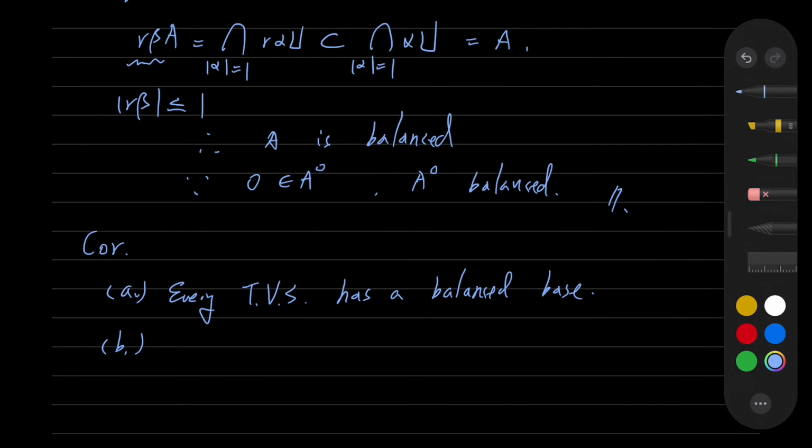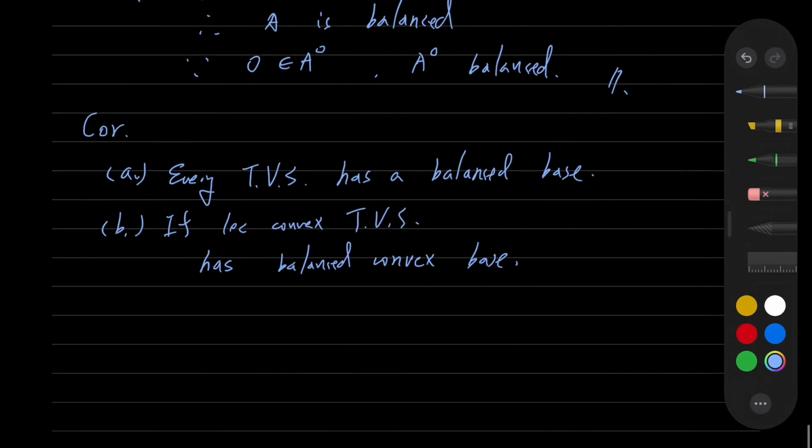In particular, if it is a locally convex topological vector space, by which it means that it has a local base whose members are all convex sets. So by the previous theorem, we have that this local base can actually be refined to a balanced convex base. So this will come in handy in later proofs.